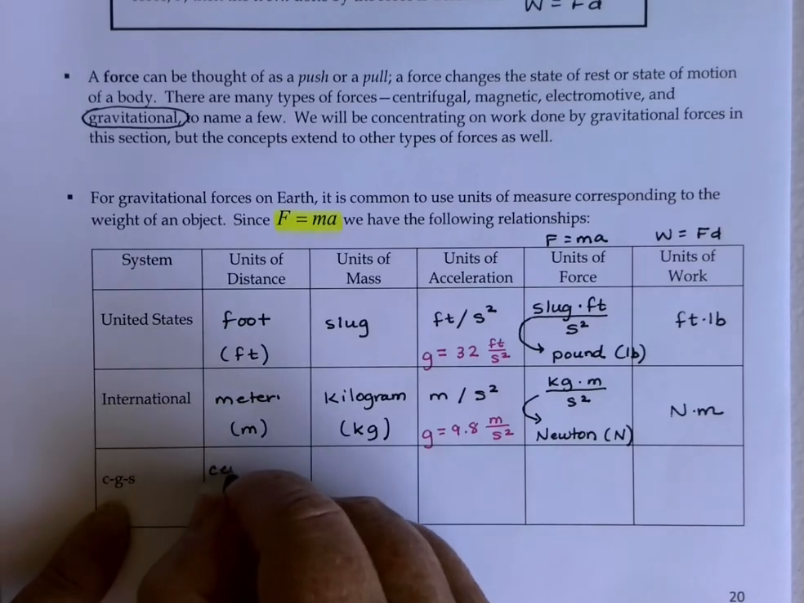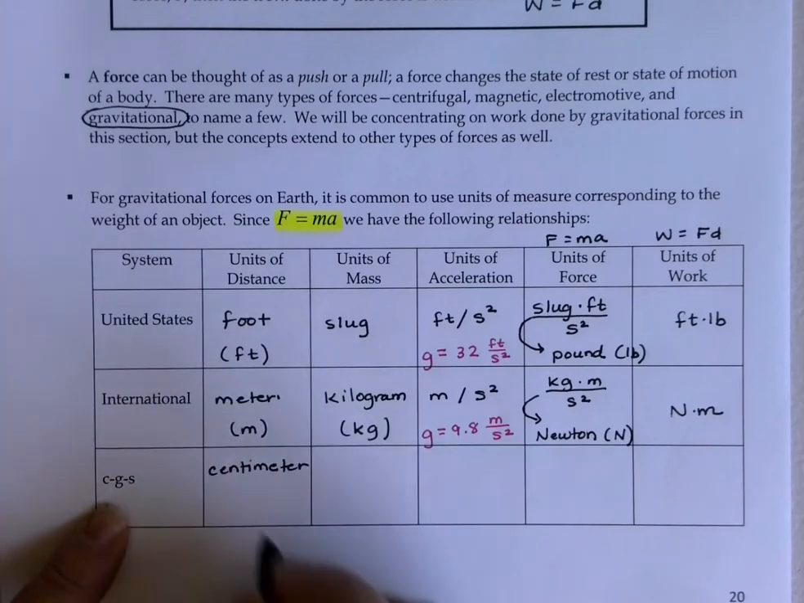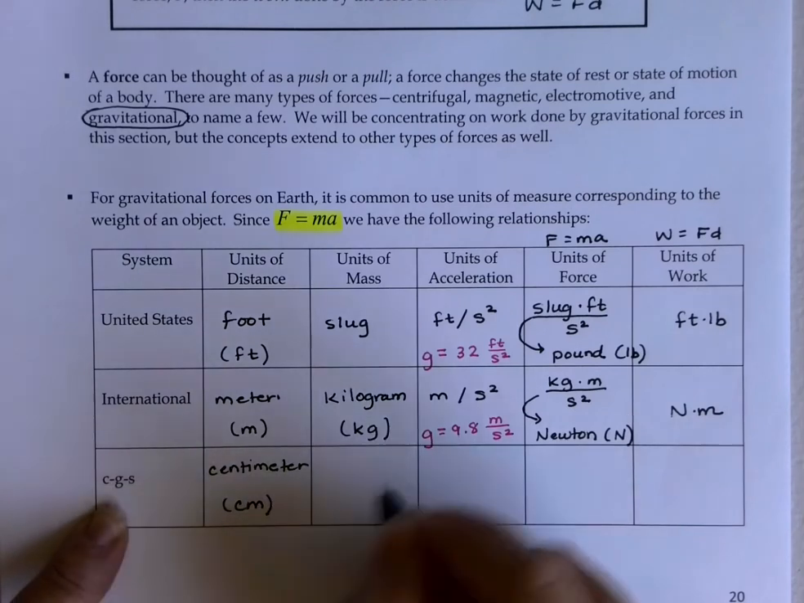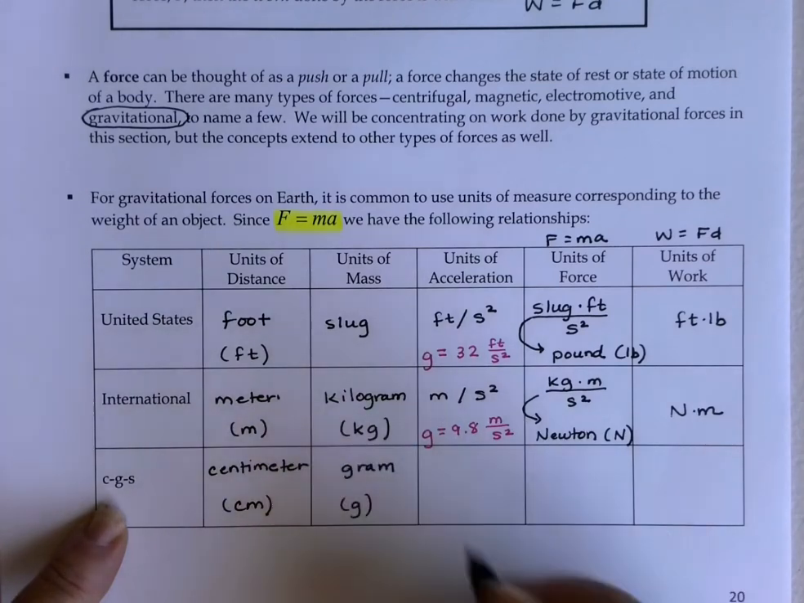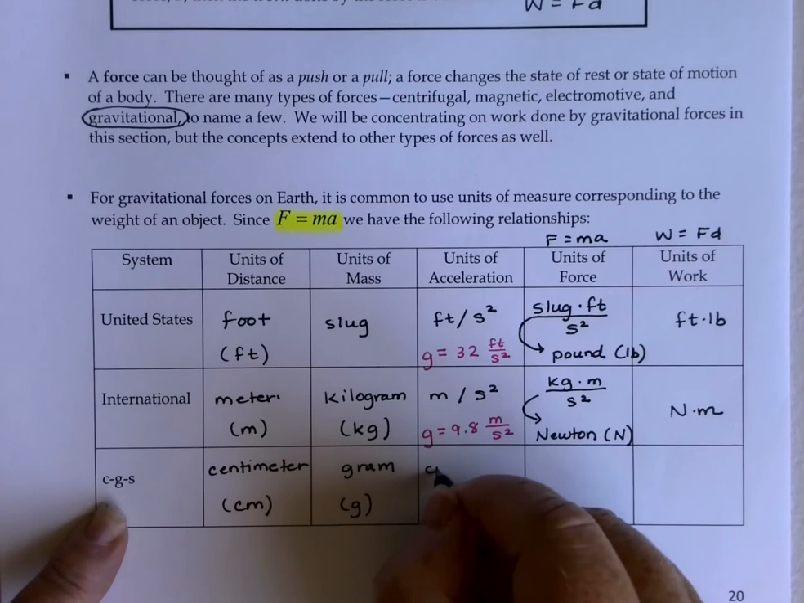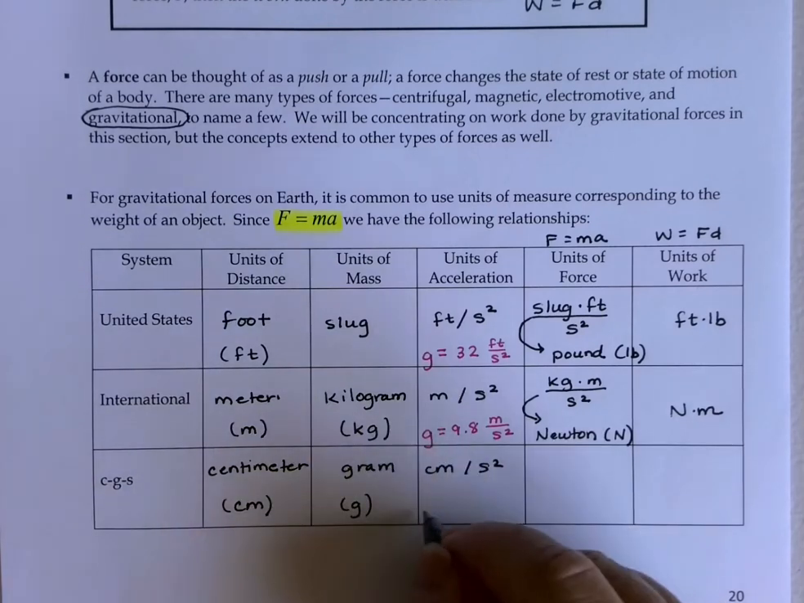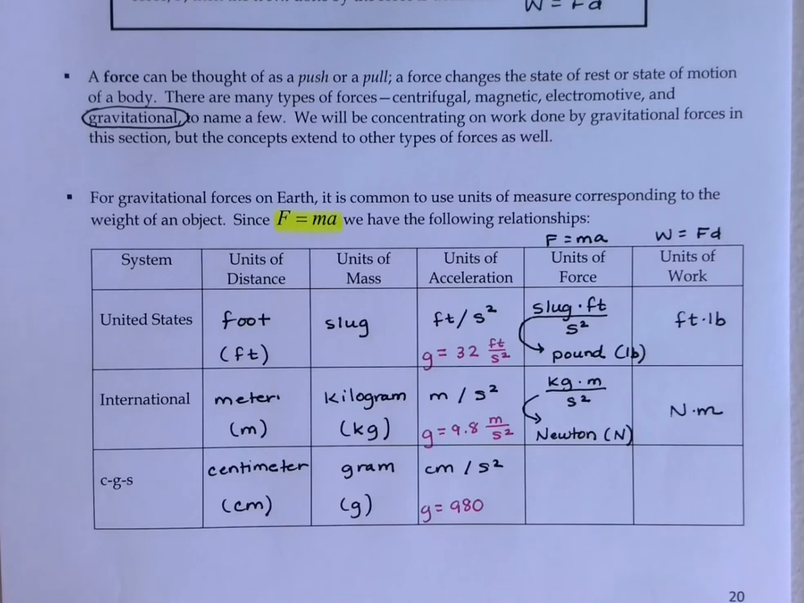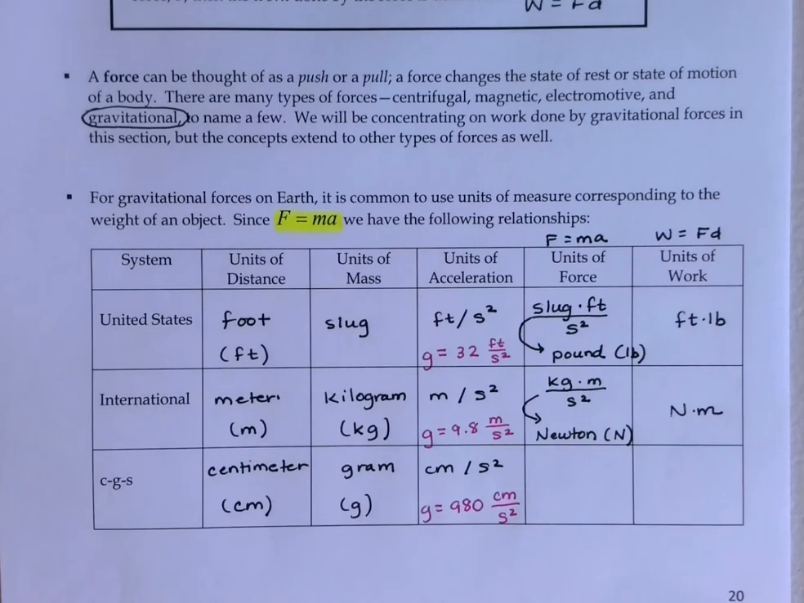Here we're going to use the centimeter, a hundredth of a meter, as our standard unit of distance. The gram as our standard unit of mass. And our units of acceleration in this system would be centimeters per second squared. Again, since a centimeter is a hundredth of a meter, it's probably not surprising that we just multiply by 100 here. And our gravitational acceleration constant is 980 centimeters per second squared.